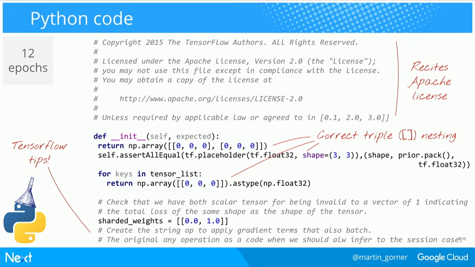But look, it makes sense. Check that we have both scalar tensors for being invalid to a vector of 1, indicating the total loss of the same shape as the shape of the tensor. I'm sure this makes just as much sense as everything that I've been saying since the beginning here.